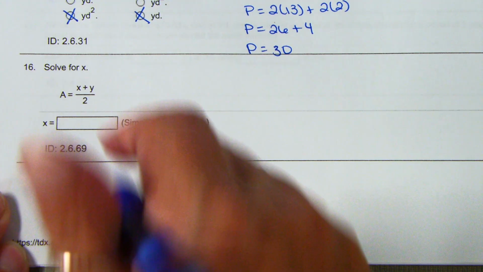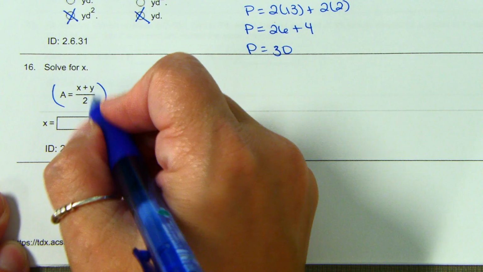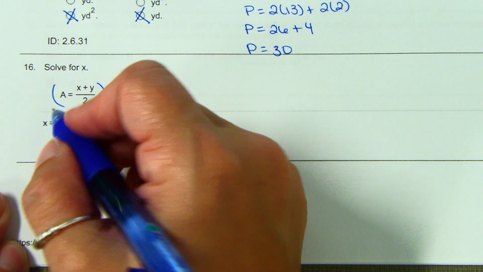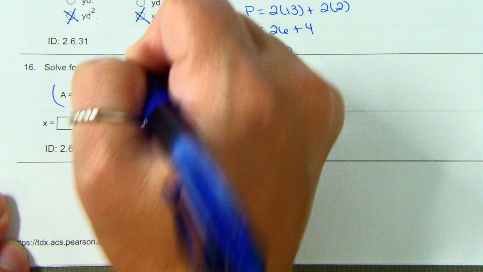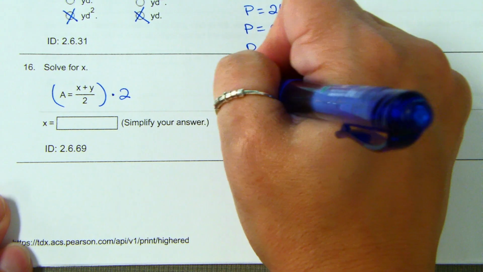It's not yards squared, because yards squared goes with area, and the cubes actually come from volume, which we don't cover in this class. So area always has units squared. Perimeter always has just regular old units.